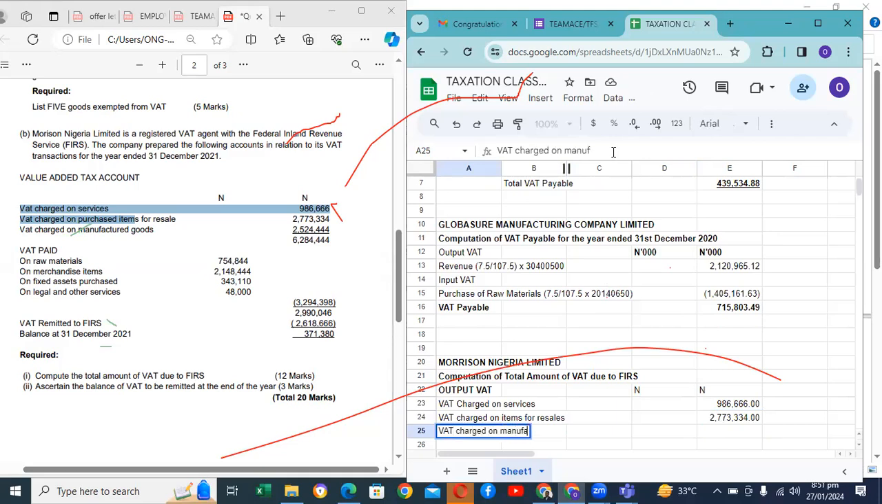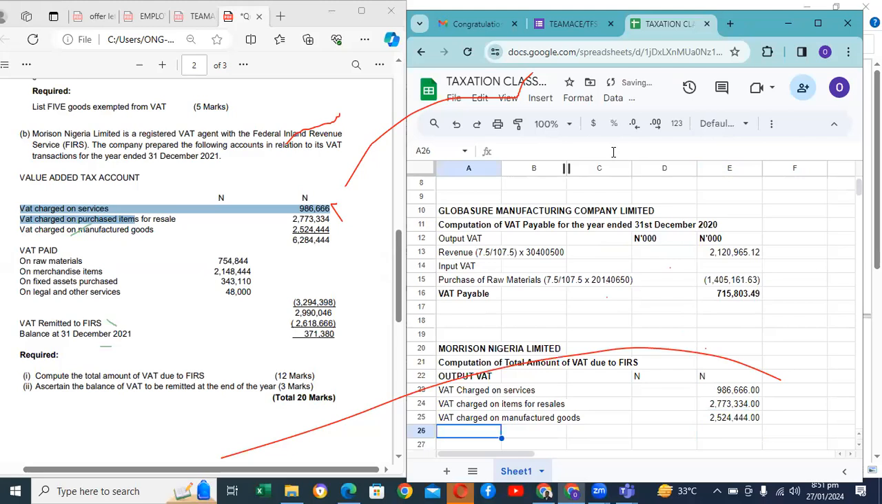Then the next one, VAT charged on manufactured goods. How much is that? 2,524,444. Right.